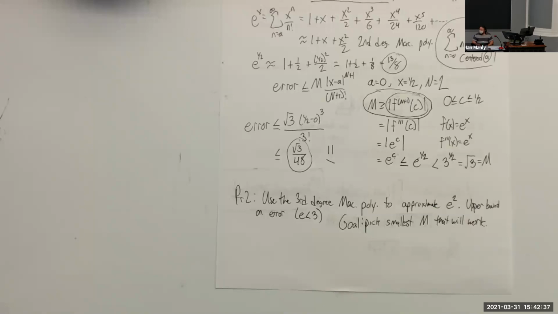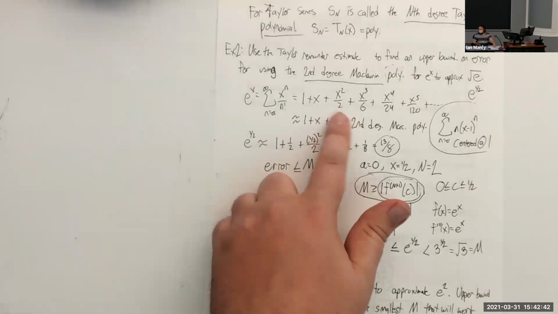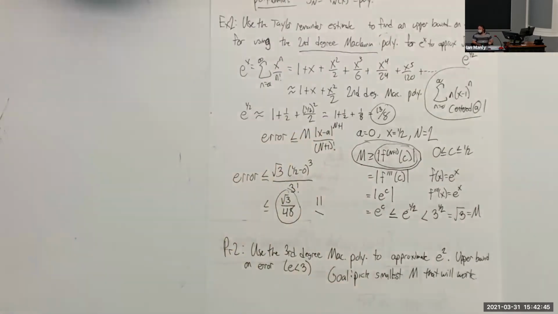Do you need to know what e to the x is as a series? Well, you need to figure out the 3rd degree Maclaurin polynomial in some way. So knowing what the series is would definitely be helpful with that.